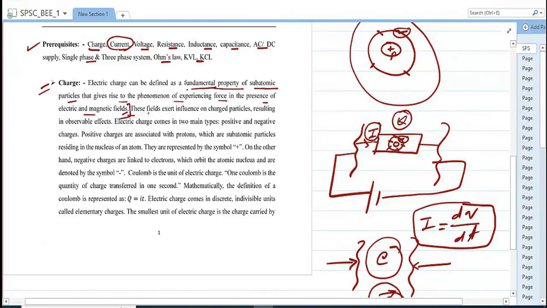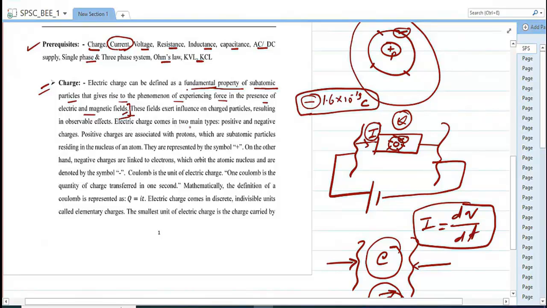And now, what are the properties of charge? Negatively charged, and its fundamental magnitude of the charge is minus 1.6 into 10 to the power minus 19, and its unit is coulomb. So all these important points are written here.